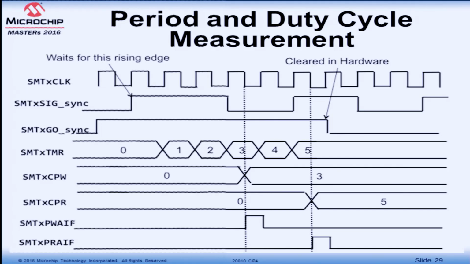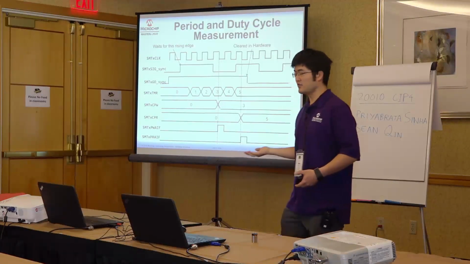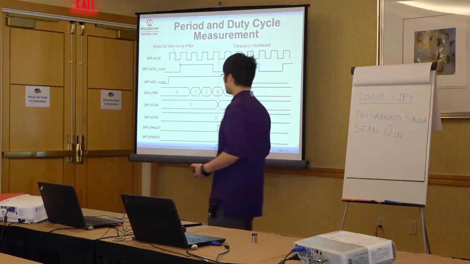So a quick timing diagram that we can see as an example for this SMT, how does it work? What we have is a clock signal coming in. This serves as your counting clock. And whenever you want to use this one, you set this SMT go sync to high. So this tells the SMT clock, OK, now waiting for events. And then when the event happens, start counting.